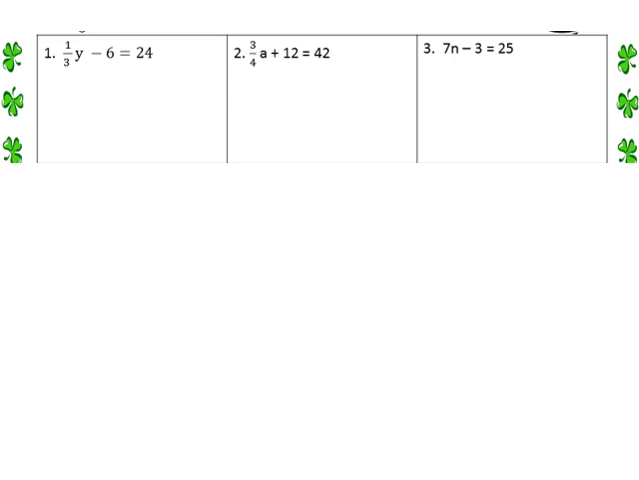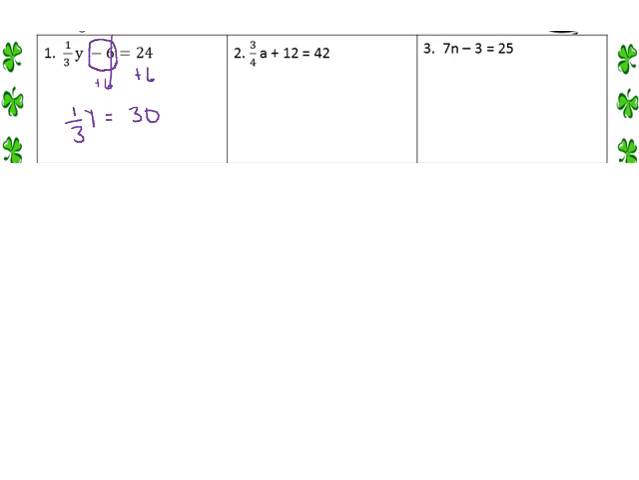All right, here are just a few more little examples. 1/3 of y take away 6 is 24. This is exactly the same format as what we just did. Start with your minus 6. What's the opposite of minus 6? Plus 6. So those guys are gone. If I'm going to add 6 on one side, I better do it to the other side as well. So 1/3 y equals 30.